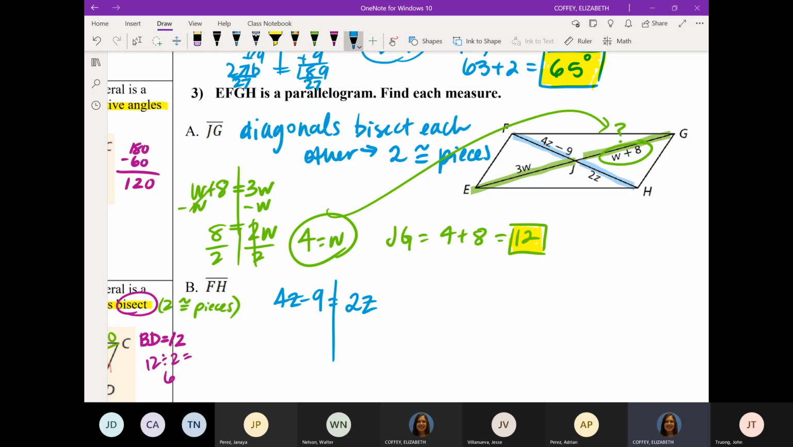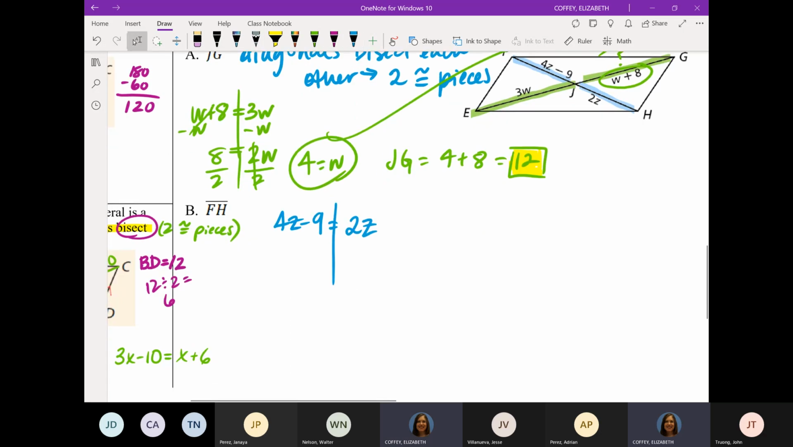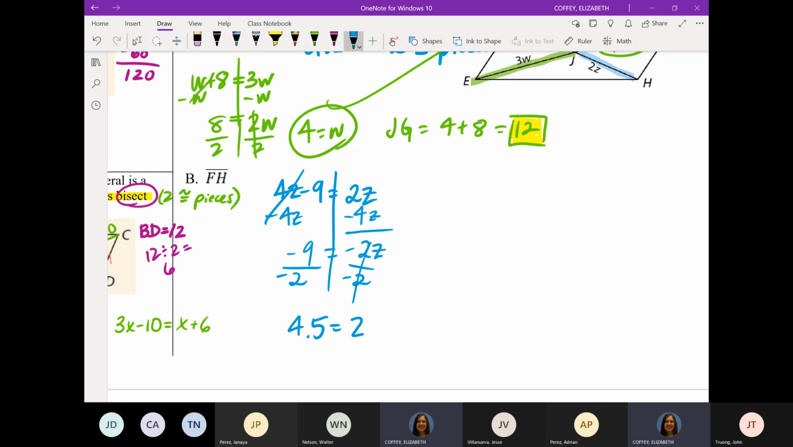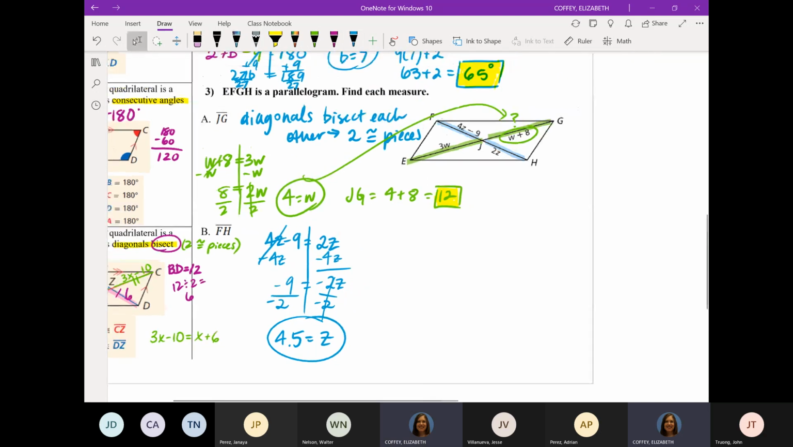Let's do it. This one's a little different because you're going to get some negatives, but don't worry, they'll cancel out. So I'm going to do minus 4z, which is a negative 9 then equals negative 2z. Then I'm going to divide both sides by negative 2. What happens if I have a negative on the top and a negative on the bottom? Makes a positive. Good. Two negatives make a positive. So I get 9 over 2, which is 4.5 equals z. Okay.